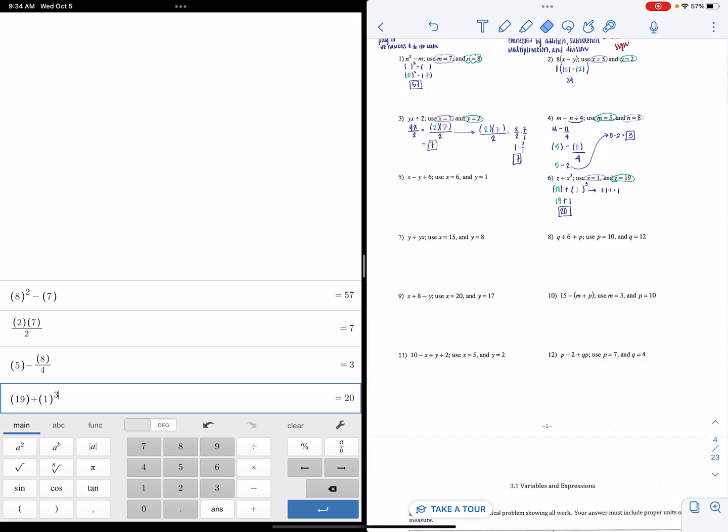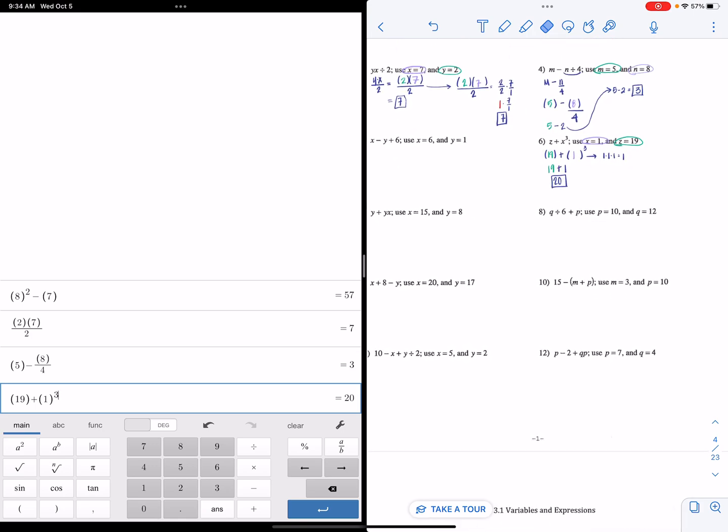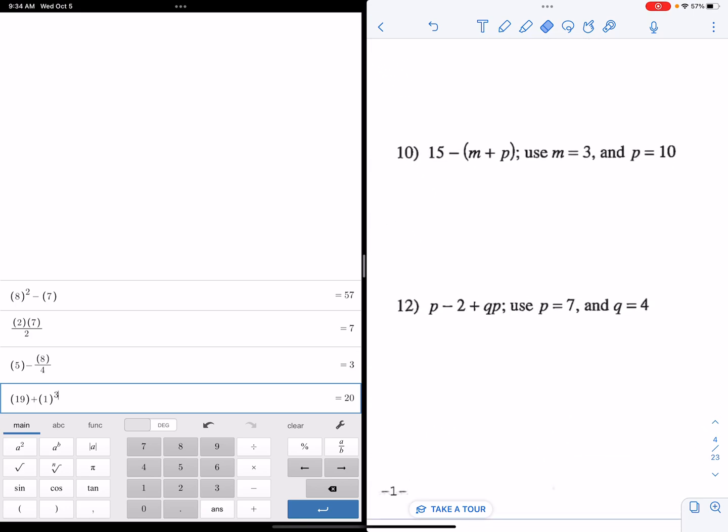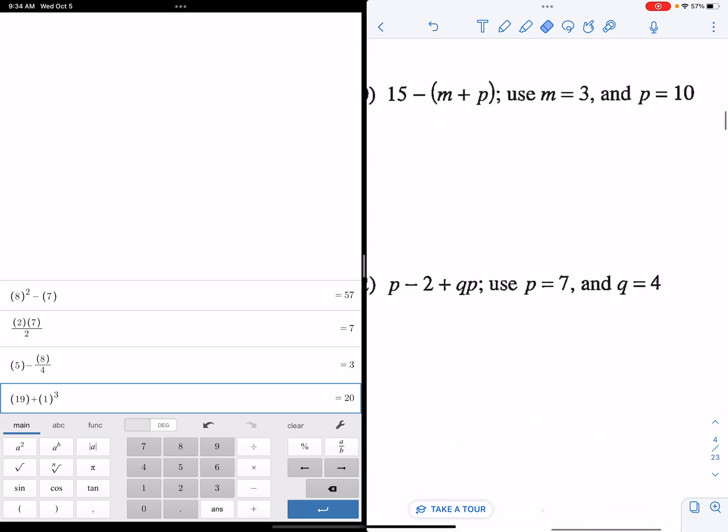I'm looking for one that might look a little scary. Let's do 12. I'm going to do 12 because it's got some multiplying in there and I want to make sure you don't miss it.